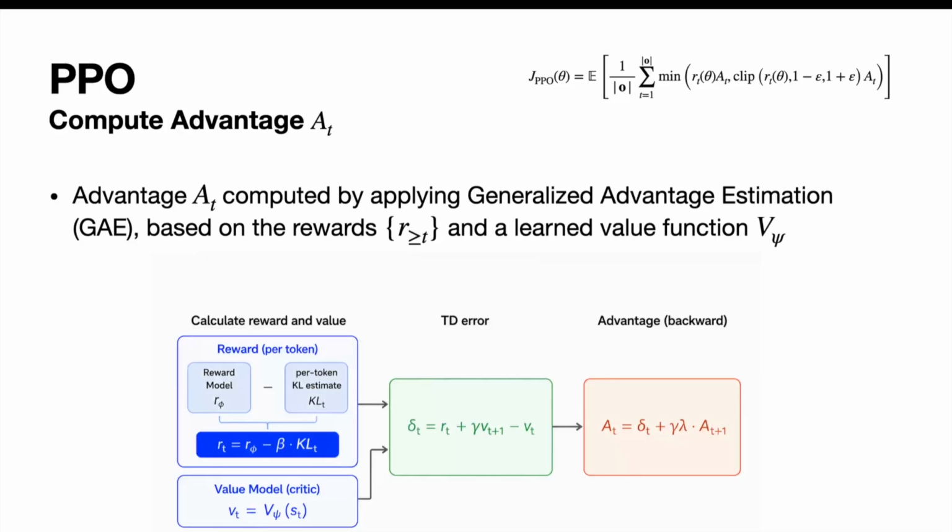The second input is the value model. For each state, the value model predicts a scalar value V_t. With these two inputs in hand, GAE produces the advantage in two steps. First, we compute the TD error delta t, the reward at step t plus gamma times the value of the next state minus the value of the current state. Then we compute the advantage backward. A_t equals delta t plus gamma times lambda times A_{t+1}.